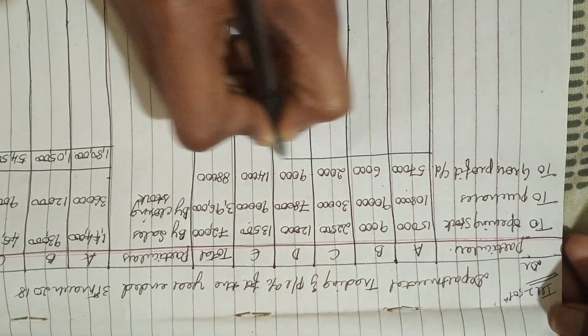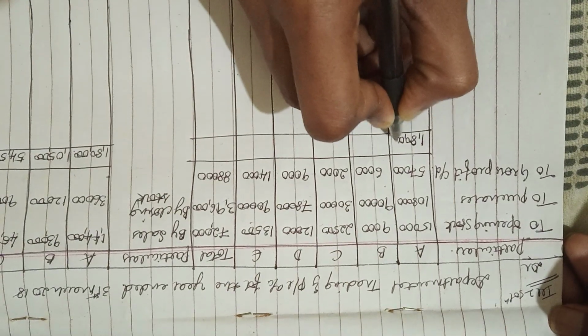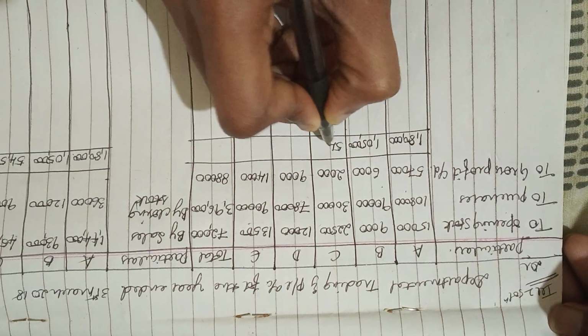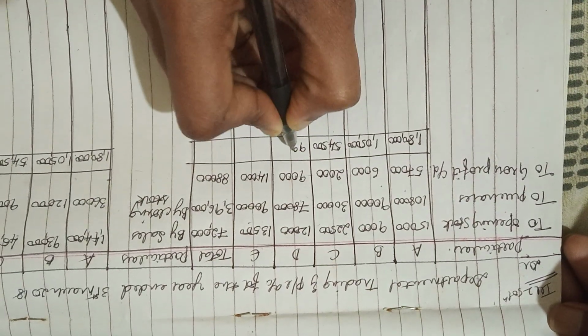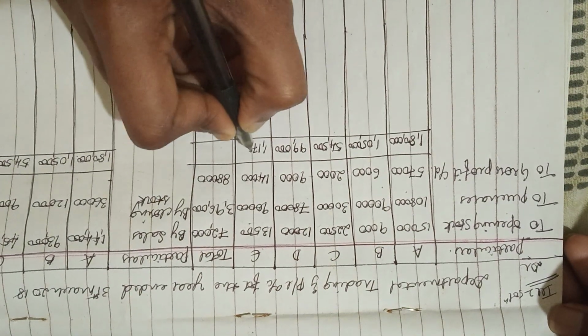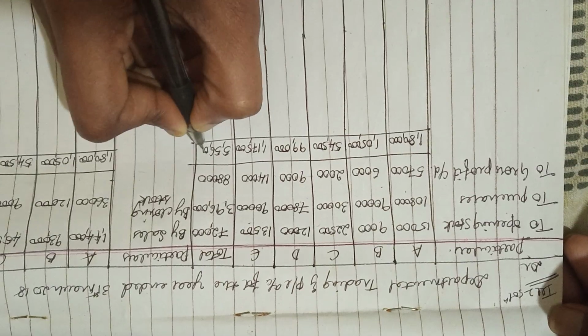Now write down your total. 1,80,000, 1,05,000, 99,000, 1,17,500 and 5,56,000. Clear? So this is your total.